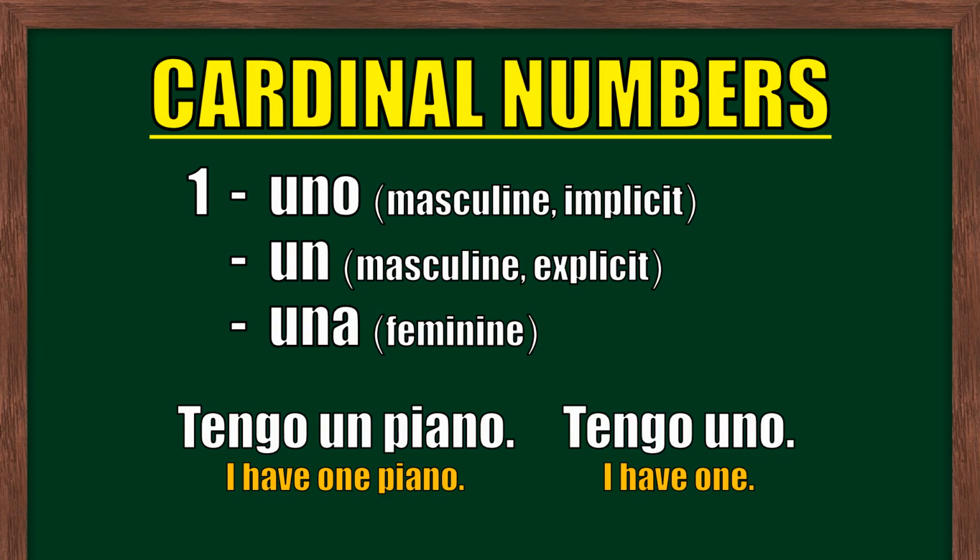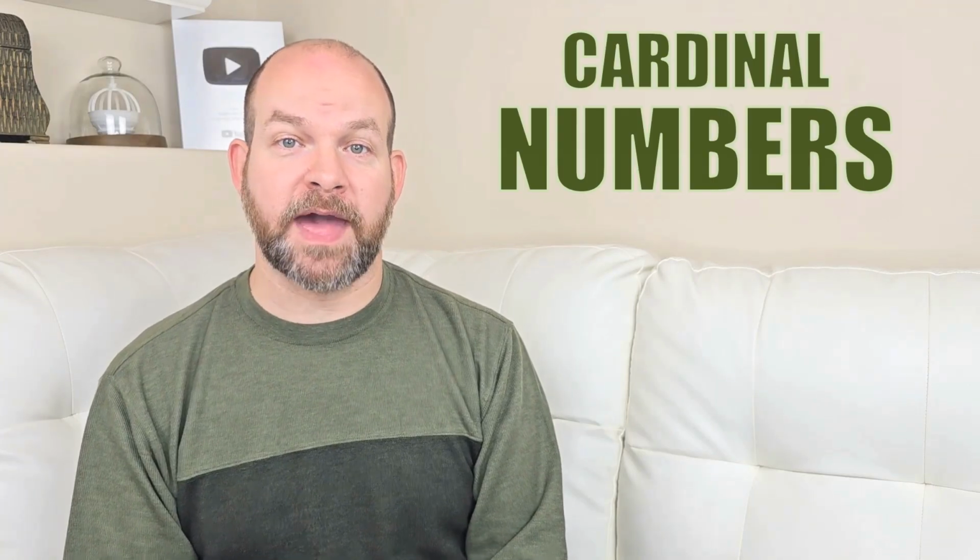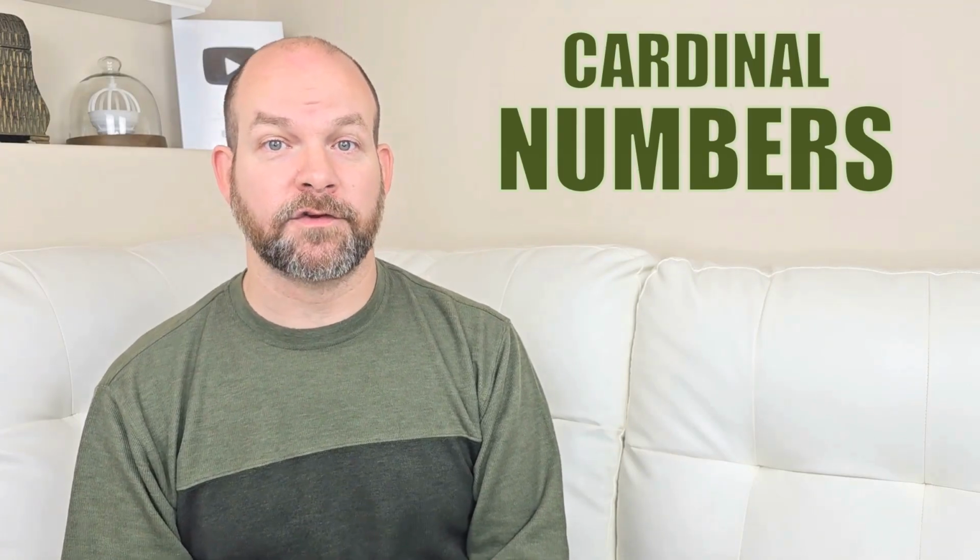So, the number 1 has 3 forms. For masculine nouns that are mentioned, un. For masculine nouns that are not mentioned, uno. And for feminine nouns, una. For feminine nouns, it doesn't matter if you mention it or not. It's una. That's how the number 1 works in Spanish. It's a little bit more complicated than the rest.